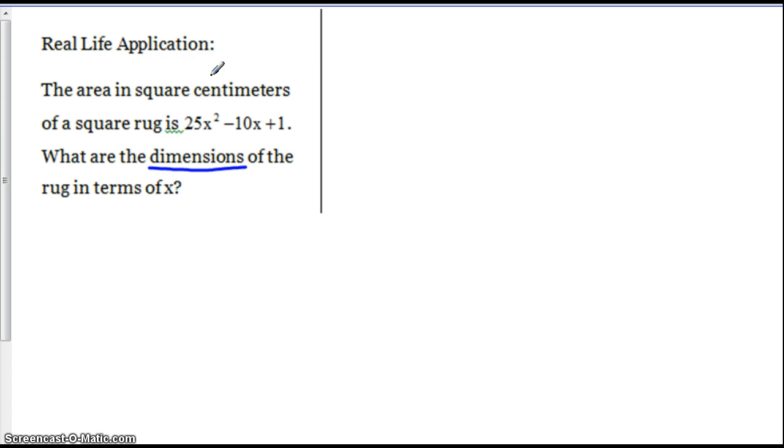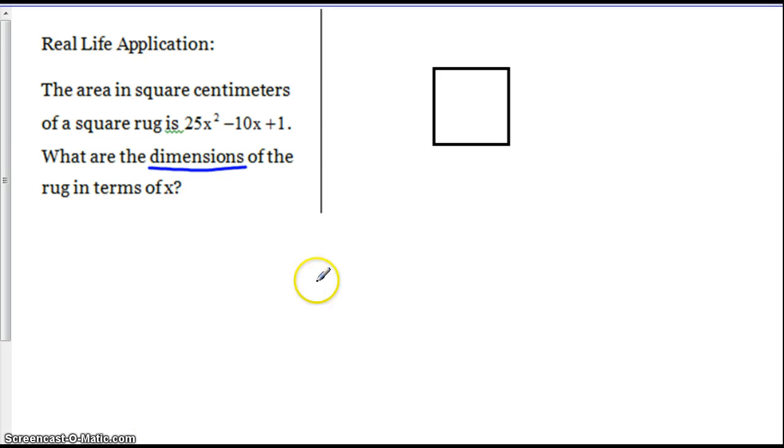Let's go ahead and look at the real life application below our verification problems. If we think about this problem, we have an area rug that's square, so let's put a square here. The area, remember, is the inside of the rug. This question is telling us that the area is 25x squared minus 10x plus 1, and it wants to know the dimensions of the rug in terms of x.